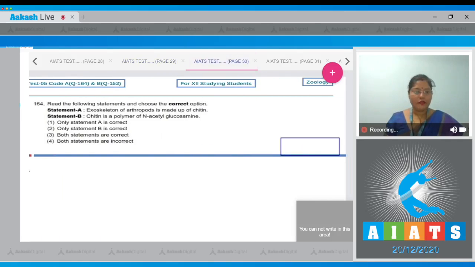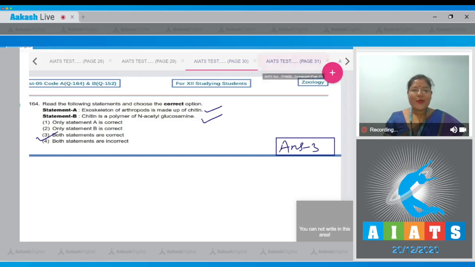Question number 164. Read the following statements and choose the correct option. A. Exoskeleton of arthropods is made up of chitin. This is the correct statement. Statement B, chitin is a polymer of N-acetyl glucosamine. This is also a correct statement. So both statements are correct. So the correct answer to our question is option number 3. Let's see the next question.